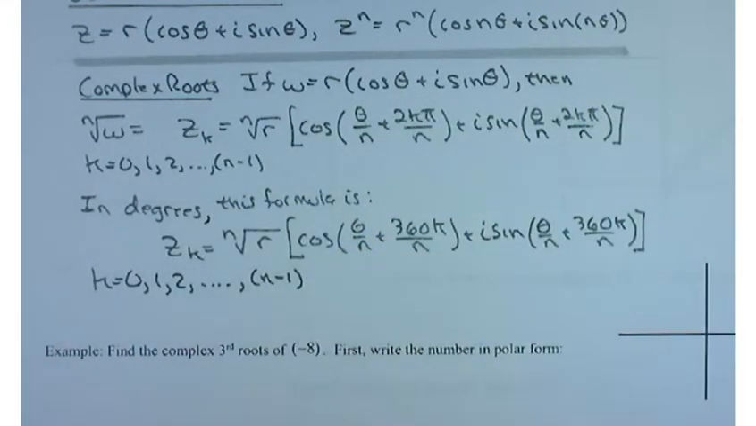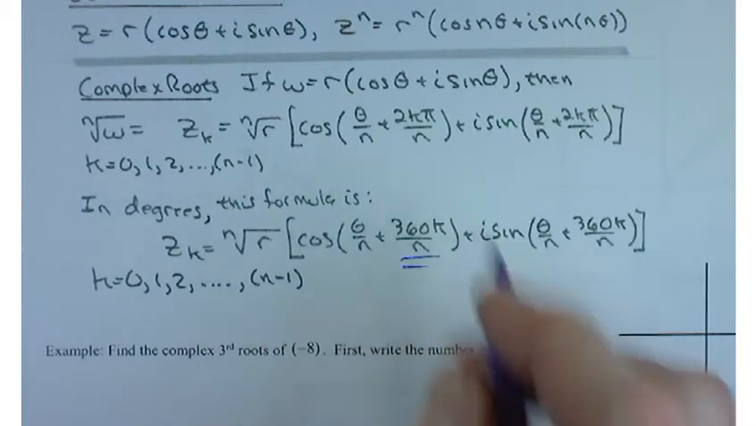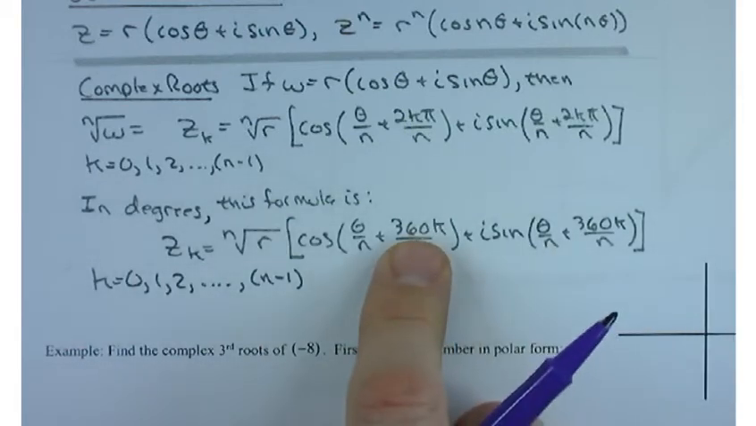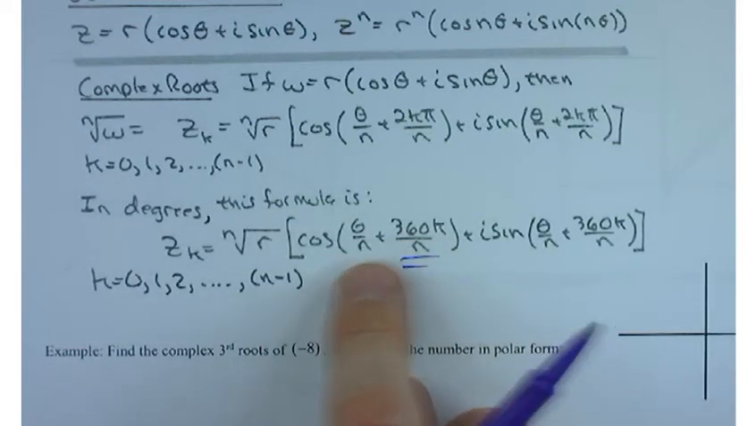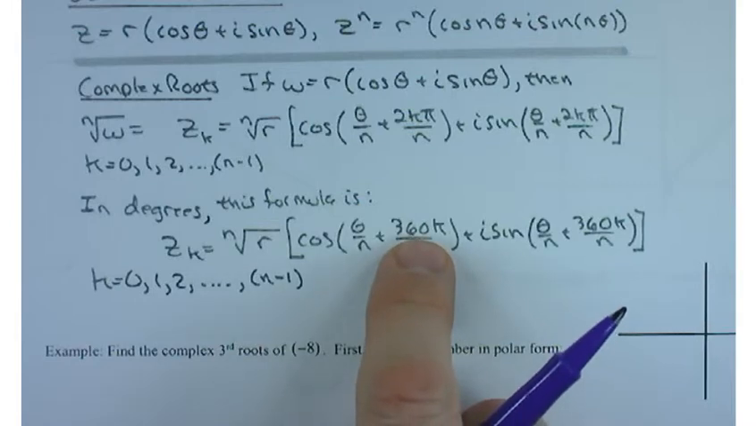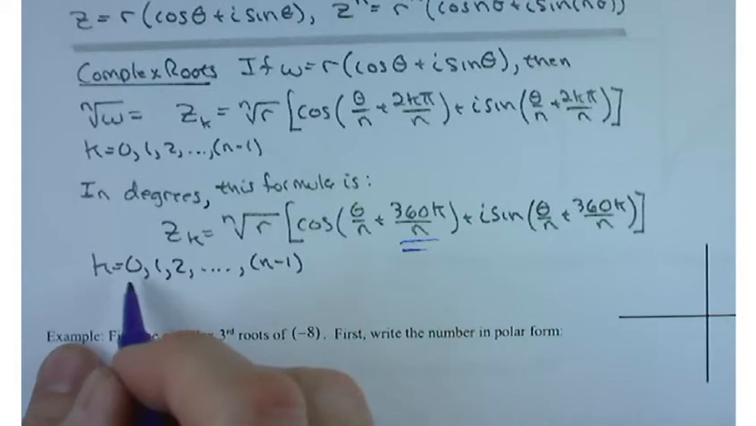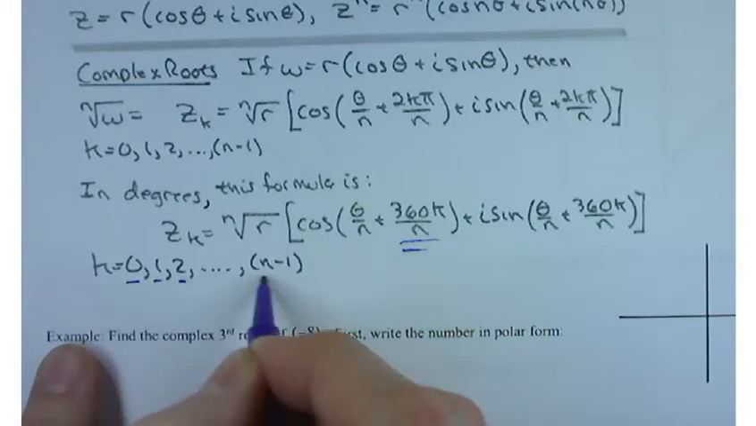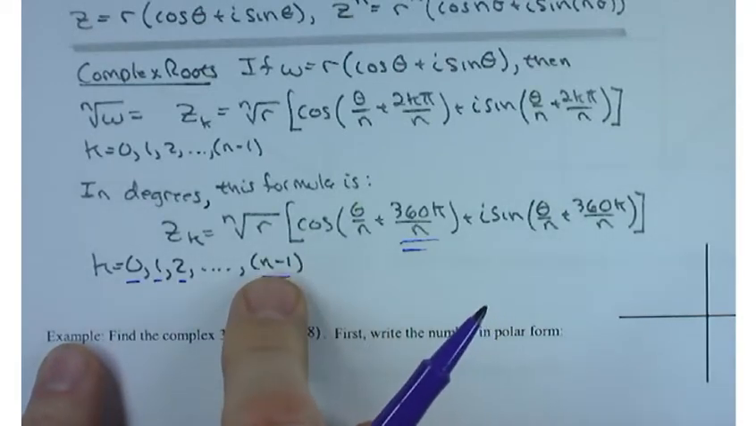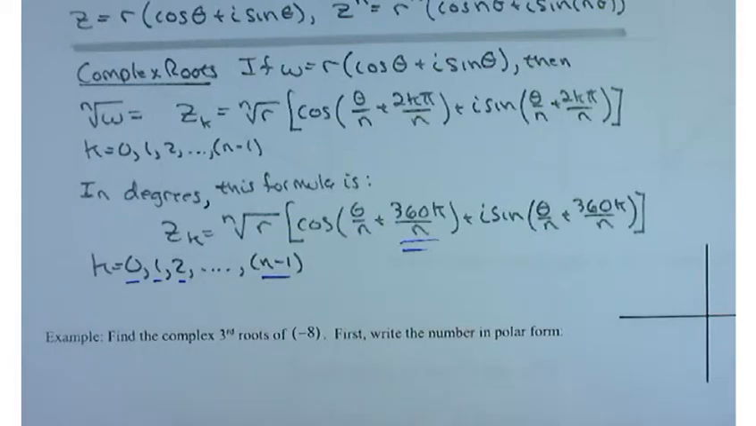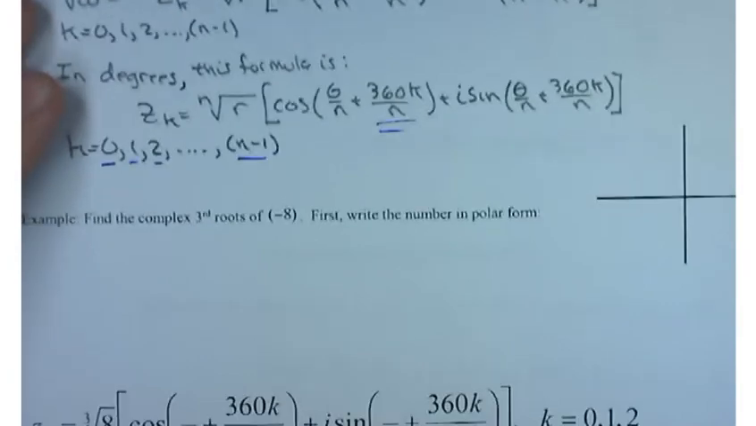The only catch is, and we'll work with this in degrees first, that in addition to taking your angle divided by n, you're going to take 360k divided by n, and k is going to have values from 0, 1, 2, all the way up to n minus 1. n is the degree of your root. Wow, a lot going on here. So let me help out with an example, maybe two, depending on how much patience I can ask from you.